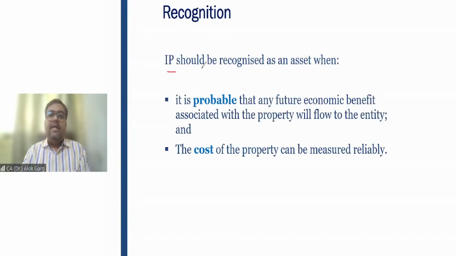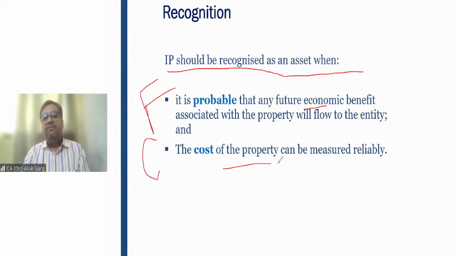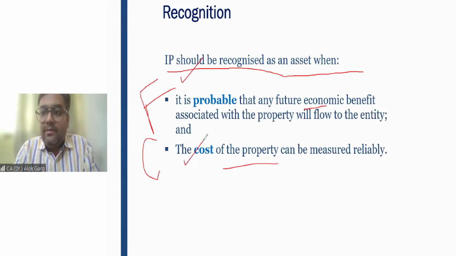Recognition. Again, investment property should be recognized as an asset when two conditions are satisfied. Same as PPE: future economic benefit is probable and cost can be measured reliably. Same, cut copy paste of PPE recognition condition. Future economic benefit is probable and cost can be measured reliably.